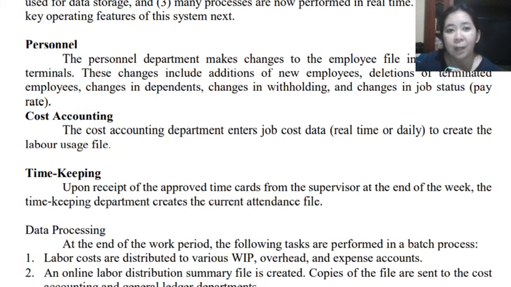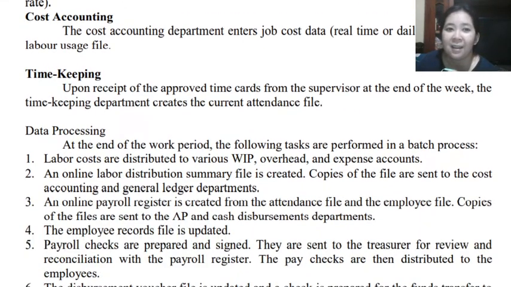For cost accounting, the cost accounting department will enter the job cost data. This is to create the labor usage file. For timekeeping, upon the receipt of the approved time cards from the supervisor at the end of the week, the timekeeping department creates the current attendance files. Of course, this is important later on in preparing the payroll, or computation of the salaries and wages to be paid to the employees.